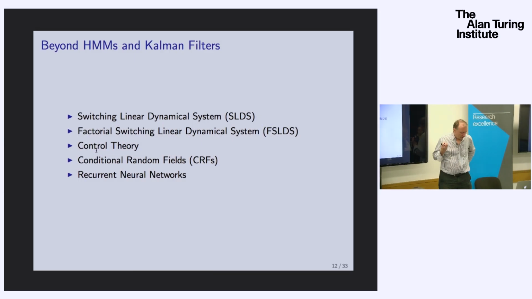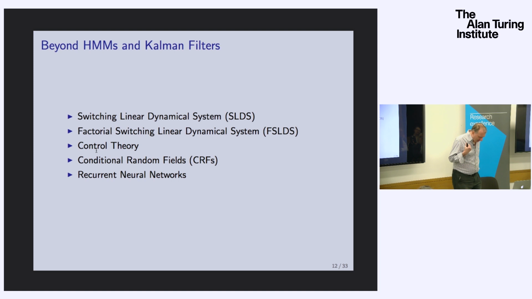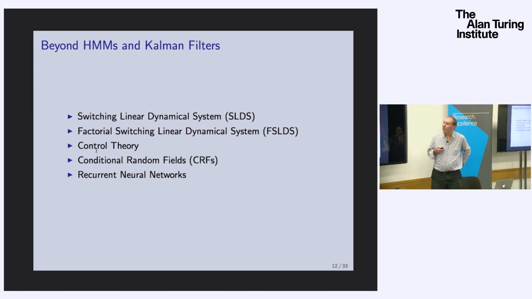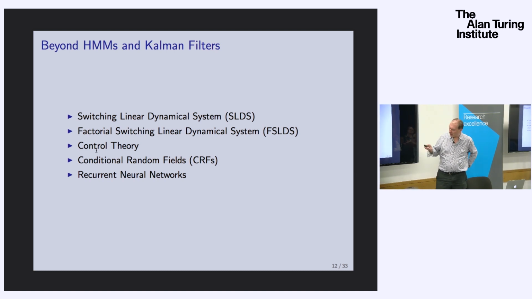So one thing we can do is take the Kalman filter, and then there's a bunch of elaborations of that we can use for different situations. One is a switching Kalman filter, then a factorial switching linear dynamical system. We can talk about that in control theory. We can talk about conditional random fields and neural nets. Let me just say essentially one slide about each of those four topics.